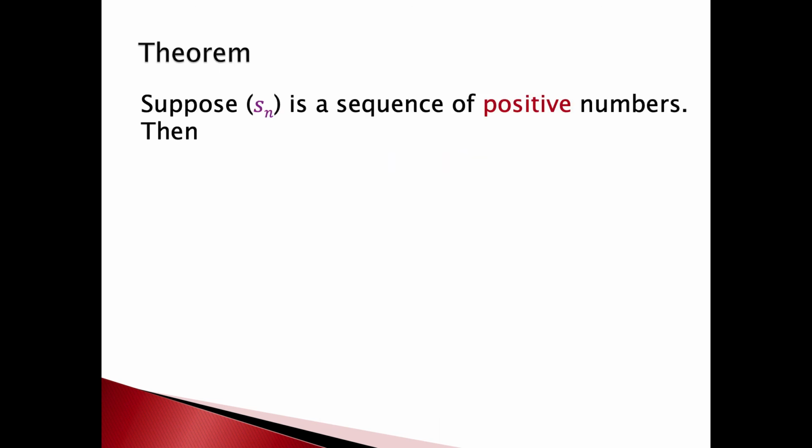Another theorem. Let's suppose that we have a sequence of positive numbers. Now, the positive is important here. Okay, that's really important. If Sn is a sequence of positive numbers, then Sn diverges to positive infinity if and only if the limit of 1 over Sn goes to 0.